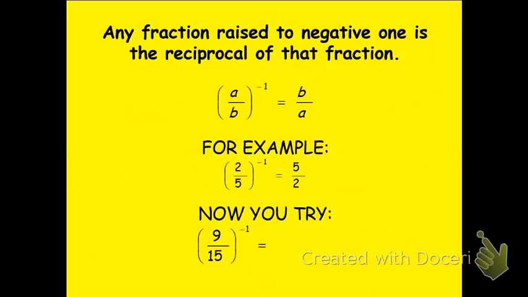Now you guys try. What would that answer be? We know all we're going to do is we have a negative exponent. So let's take 15, put it at the top, 9, put it in the denominator, and the answer is 15 over 9. Great job.